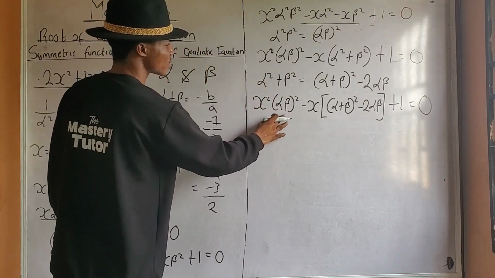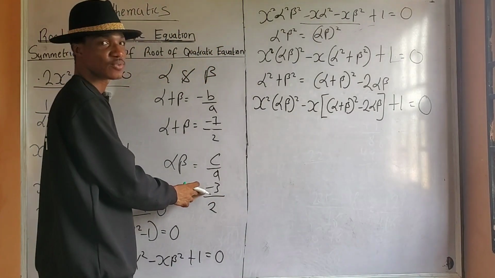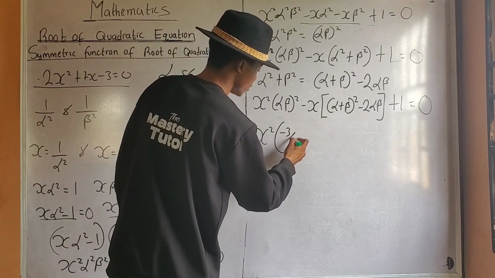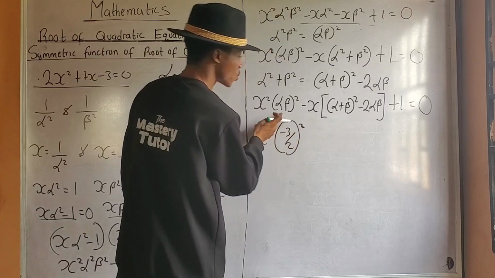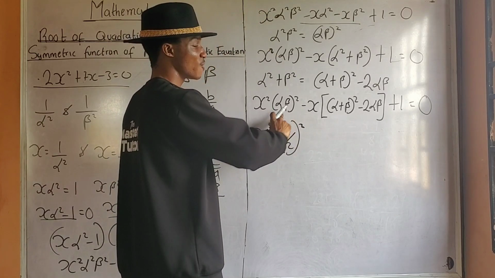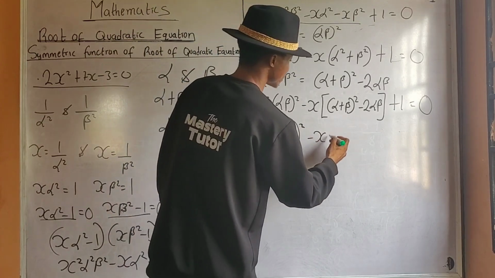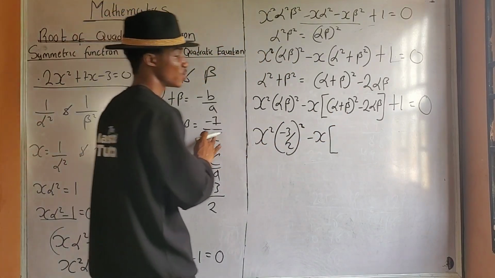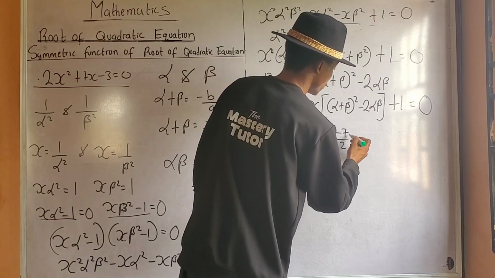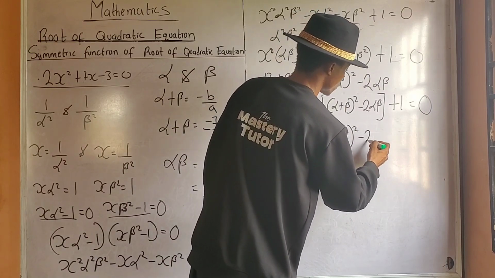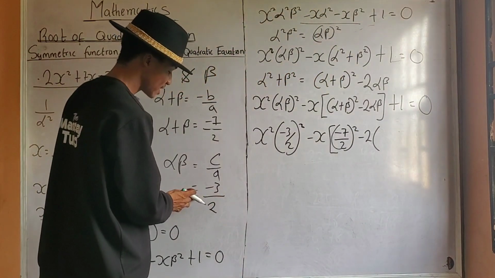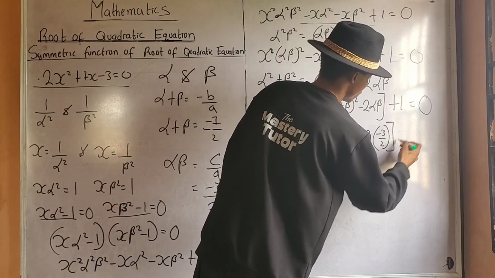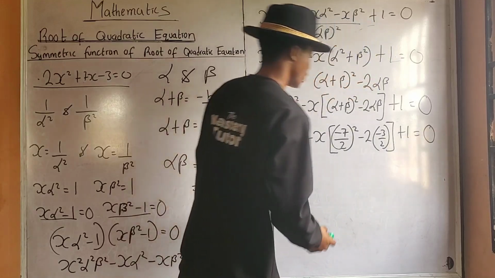Don't forget that the product of alpha and beta is what? Negative 3 over 2. So I'm going to have x squared multiplied by negative 3 over 2 squared, because we have square at the top of alpha and beta. So minus x, the big bracket, the sum of root, which is alpha plus beta, that is negative 7 over 2. So I'm going to have negative 7 all over 2 squared minus 2 alpha beta. Alpha beta is negative 3 over 2. So I'm going to have negative 3 over 2 plus 1. This is equals to 0.